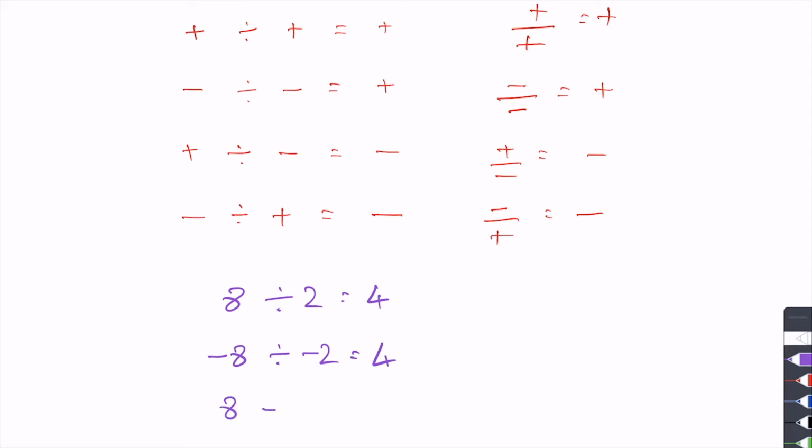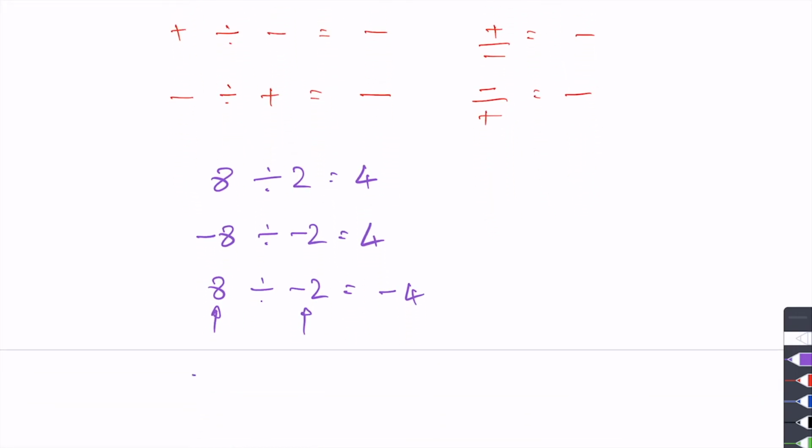If I have 8 divided by minus 2, I have a positive sign here, a negative sign there. Because the signs are different, my answer will be negative. 8 divided by 2 is 4. And if we have minus 8 divided by 2, well, that's a negative there in the brackets. A negative and a positive gives me a negative. 8 divided by 2 is 4.